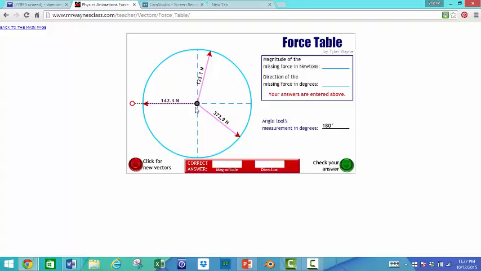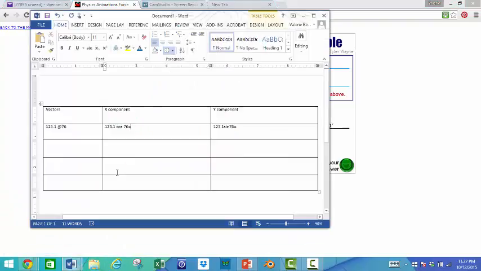This only has which component, x or y? It only has an x component. So this would be just negative 142.3 in the x direction and 0 in the y. Okay, so let me go back over here, 142.3. So my vector is 142.3 at 180 degrees. And so that whole thing is just going to be negative 142.3 and 0 for y.